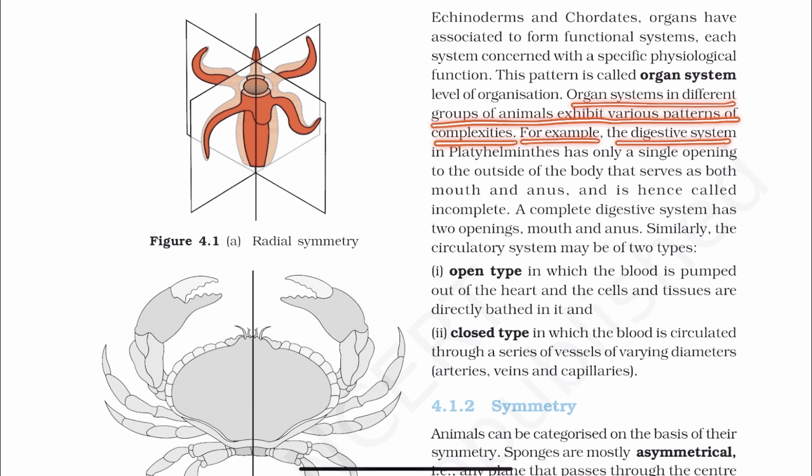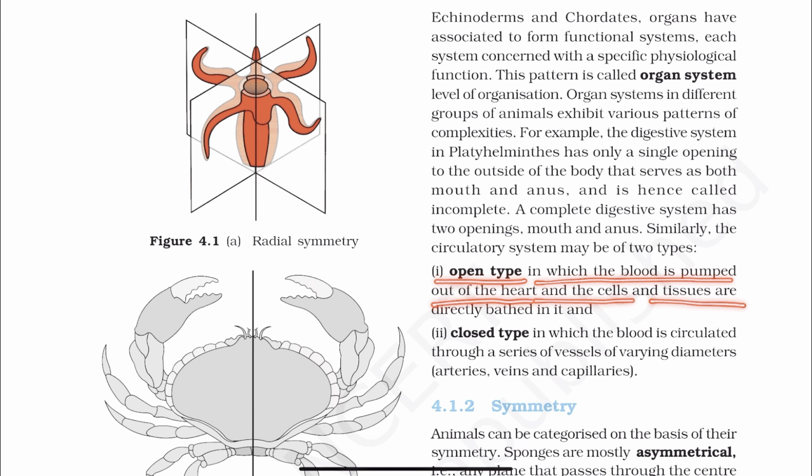For example, the digestive system in Platyhelminthes has a single opening to the outside of the body that serves as both mouth and anus, and is hence called incomplete. A complete digestive system has two openings, mouth and anus. Similarly, the circulatory system may be of two types: open type, in which the blood is pumped out of the heart and the cells and tissues are directly bathed in it, and closed type, in which the blood is circulated through a series of vessels of varying diameters: arteries, veins, and capillaries.